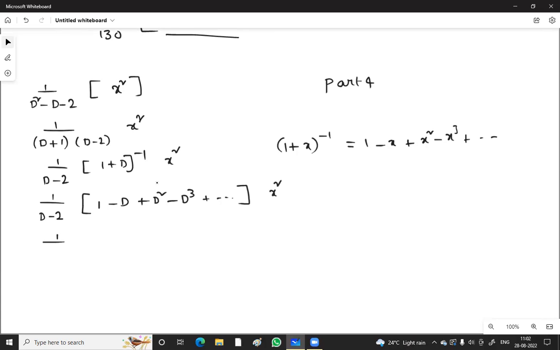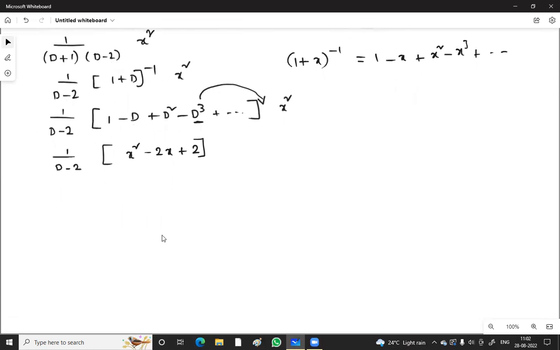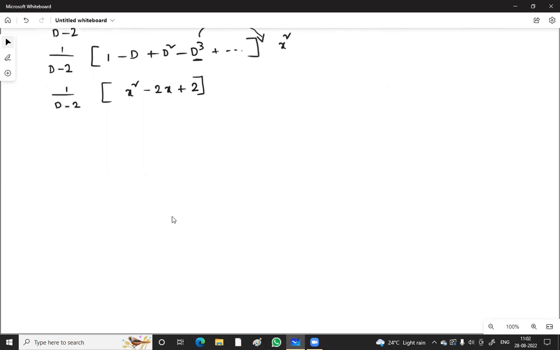So 1 over D minus 2, operating on x square: D operating on x square gives 2x, and D square operating on x square gives 2 only. So the third term is 0, you can leave it, because D cube operating on x square will give a 0 term only. So this we got.